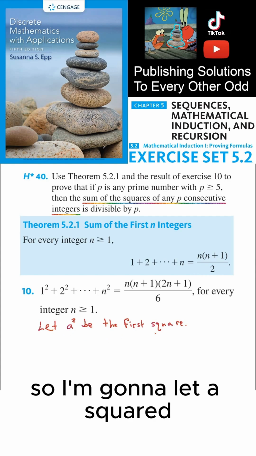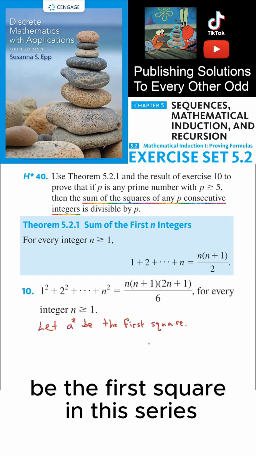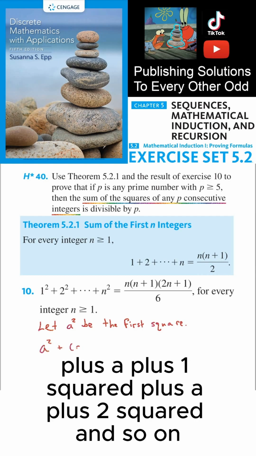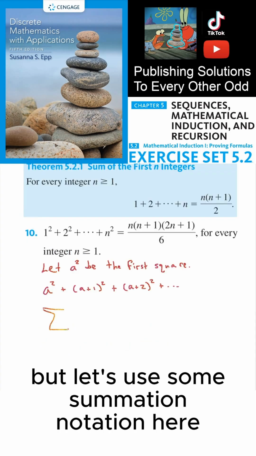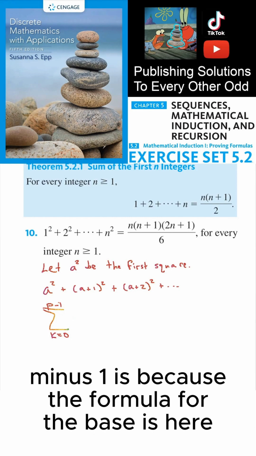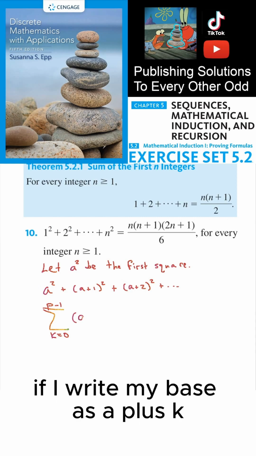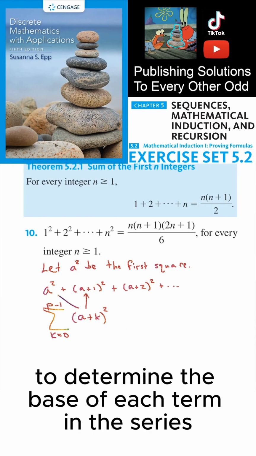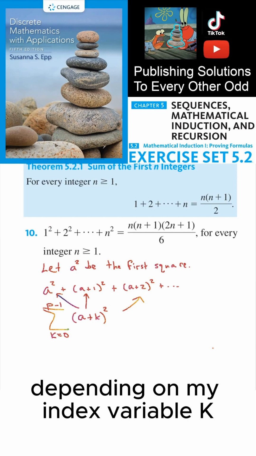So I'm going to let a squared be the first square in this series. So our series is going to look something like a squared plus (a plus 1) squared plus (a plus 2) squared, and so on. But let's use some summation notation here. K is going to be my index variable, which is going to vary from 0 to p minus 1. The reason I'm going from 0 to p minus 1 is because the formula for the basis here is going to be a little convenient. If I write my base as a plus k, and then I square that, this will be a simple rule to determine the base of each term in the series, depending on my index variable k.